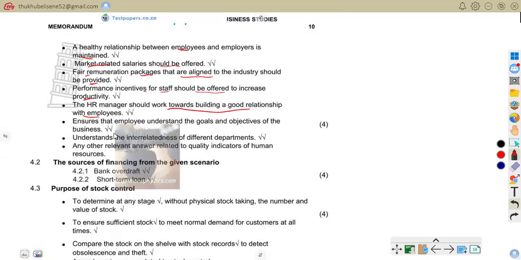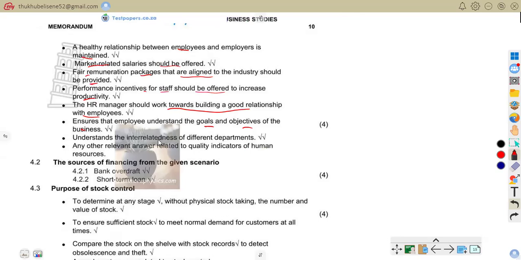So HR builds a good relationship with employees. HR actively supports and communicates with staff. It ensures that employees understand the goals and objectives of the business, so workers are informed about the company's mission as well as the targets.